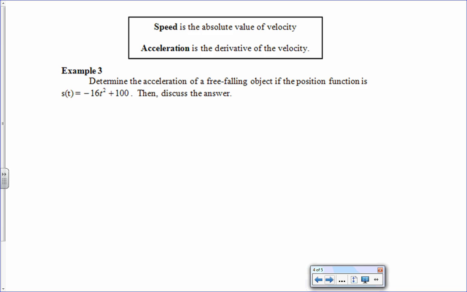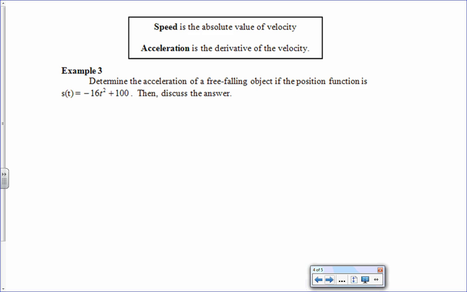Acceleration is how fast your velocity is changing with respect to time. That's what acceleration is. So wait a minute, it's with respect to time again, and so then it must just be the derivative of velocity. Whoa, that is crazy. So let's determine the acceleration of a free-falling object. If the position function is that, then we will discuss the answer.